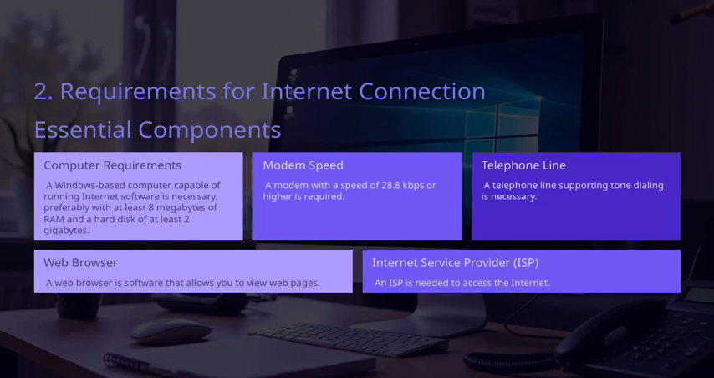Of course, you also need an Internet Service Provider, or ISP, which is the company that gives you access to the Internet. Without an ISP, you simply can't connect. Finally, a telephone line that supports tone dialing is essential. This allows your modem to establish a connection with your ISP through the phone line. All these components fit together to create a solid foundation for your Internet experience, which is vital as we explore how to efficiently access and navigate online resources.